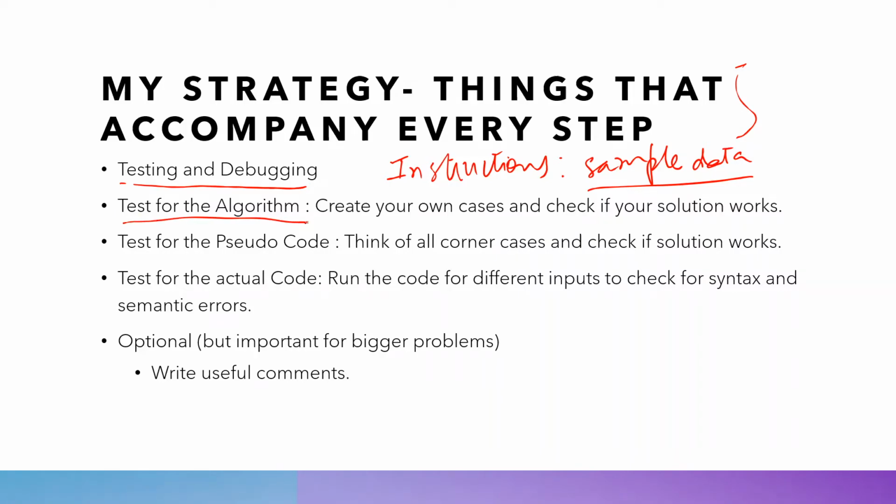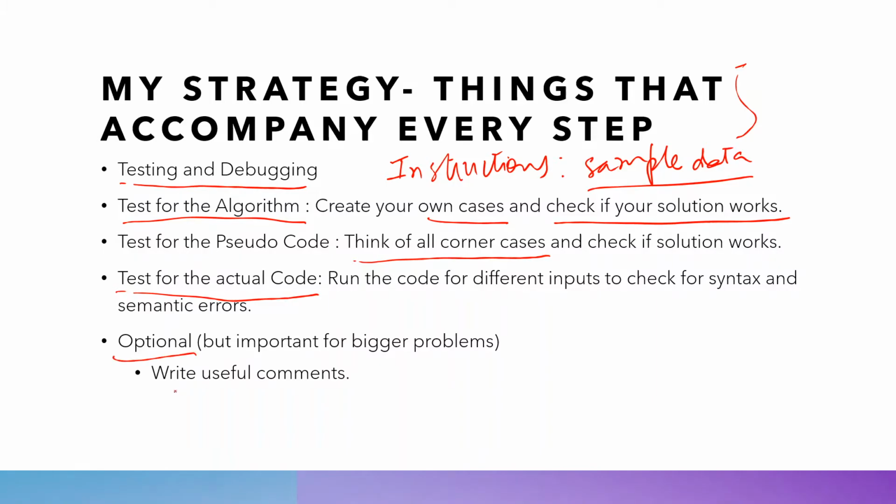So the test for the algorithm would be to create your own cases and check if the solution will work. The test for the pseudocode is going to be to think of corner cases, think of different sizes of the data or the input, and then check if the solution works. And then finally, for the actual code, you are going to create some data and test on that. Or maybe the problem itself will specify some test cases, so you test on that, right?